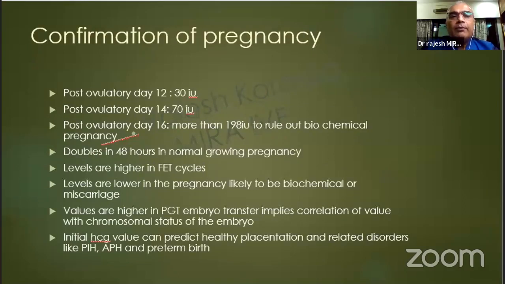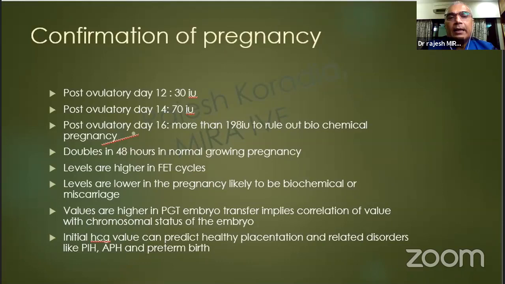Again, we do certain hormonal tests for the confirmation of pregnancy. On post-ovulatory day 12, if the level is more than 30 units, it confirms the pregnancy with good prognosis. On post-ovulatory day 14, if it is more than 70 units, it confirms a good prognosis for pregnancy. According to one study, on post-ovulatory day 16, if it is more than 198, that is 200, it rules out biochemical pregnancy, which is important. Normally, the beta HCG level doubles in 48 hours in a normal good pregnancy.